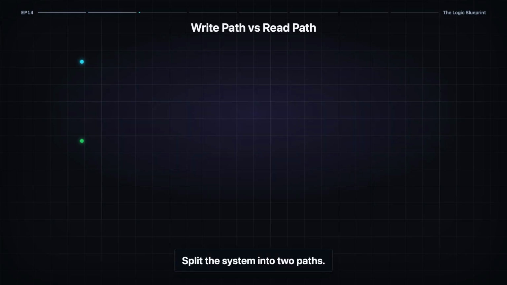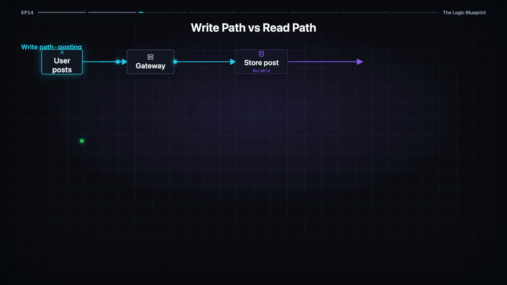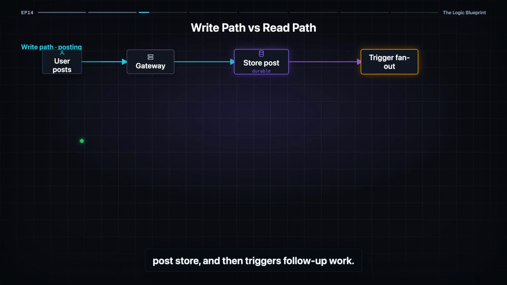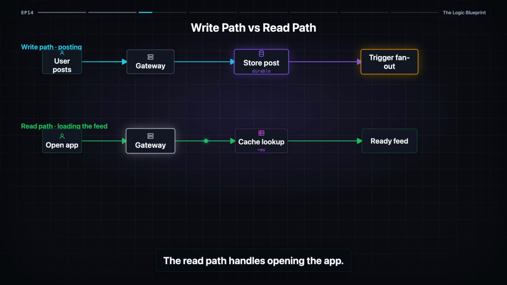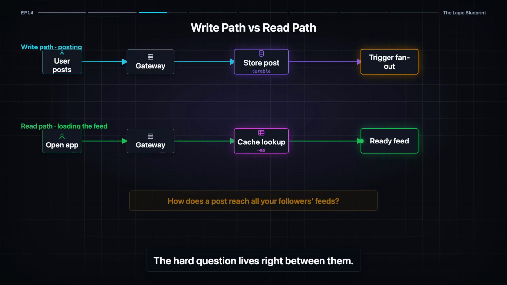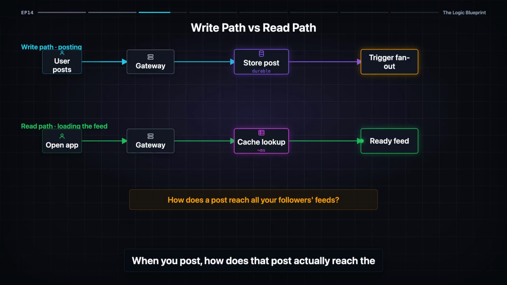Split the system into two paths. The write path handles a new post, it goes through the gateway, gets stored durably in the post store, and then triggers follow-up work. The read path handles opening the app. It returns a ready feed as fast as possible, ideally from a cache, in a few milliseconds. Posting is the write path. Loading your timeline is the read path. The hard question lives right between them. When you post, how does that post actually reach the feeds of all your followers? Assembling a follower's feed is the expensive part of the whole system. The answer to that one question is the core design decision of a feed.